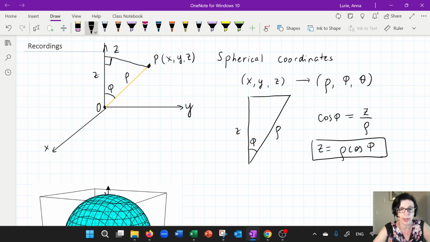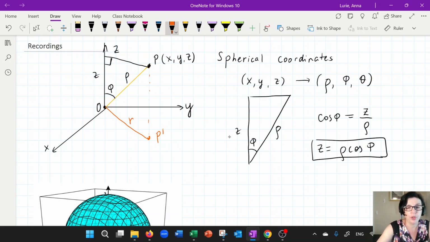Now, how about x and y? To get that, what you need is to draw a projection of the point P to the xy plane. So you'll get some point P prime. And let's say this distance from O to P prime, let's call it r. Okay, what would be then theta? Well, theta is the angle with the positive x-axis. So this is theta. And then the x and y coordinates, what are they? Well, let's just consider this triangle right here. So this side would be y and this side would be x, right? It's going to be the same as if you were to draw it over here.